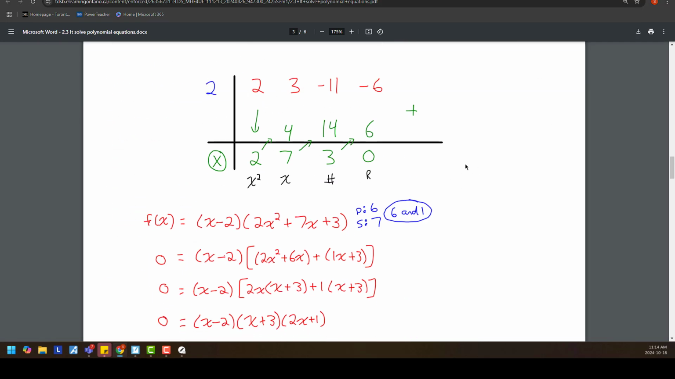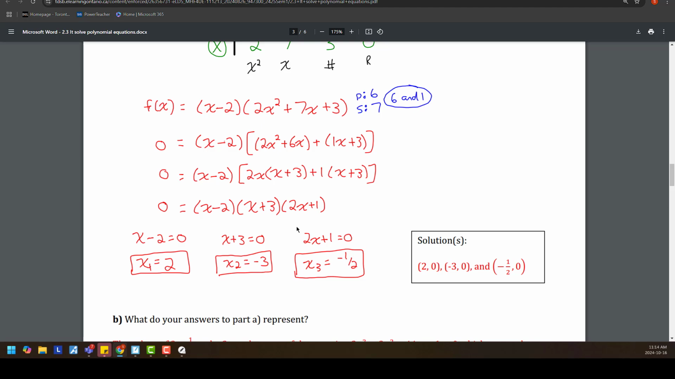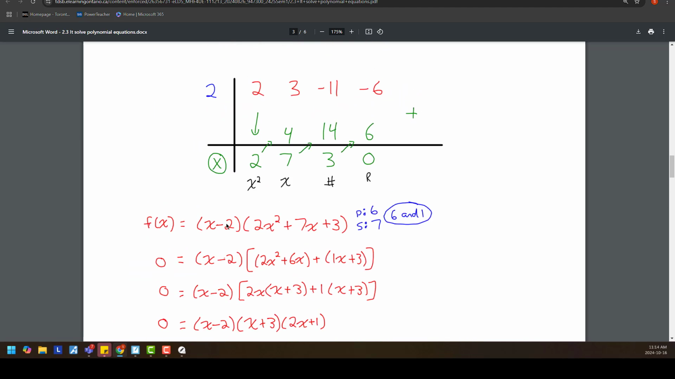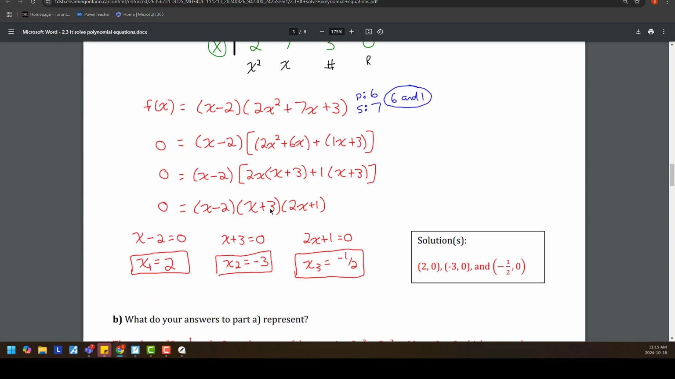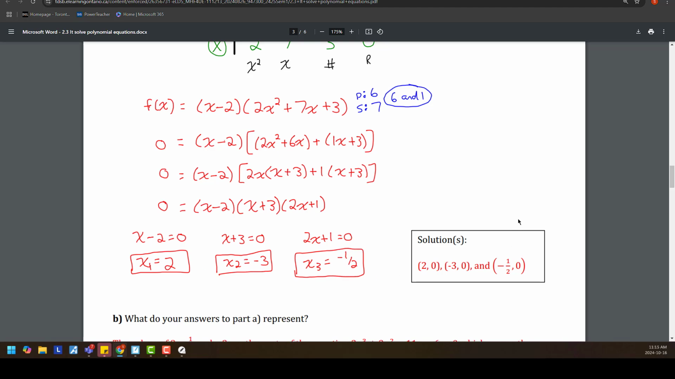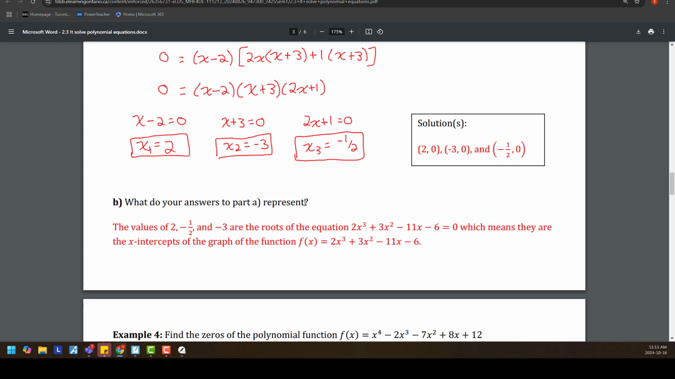They did synthetic division, which is fine. And they found out that x minus 2 is a factor because they substituted 2. And they figured out that x plus 3, 2x plus 1 is the fully factored form, and the final answers. And what do your answers in part A represent? Well, the values of 2, negative half, and negative 3 are roots of the equation, which means they are x-intercepts of the graph of the function.